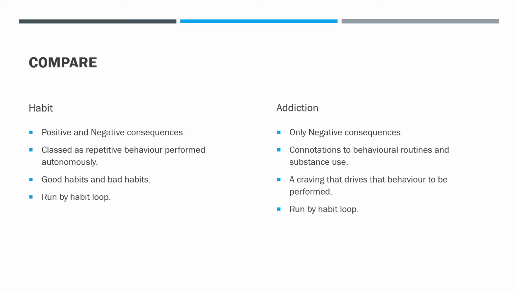A habit is classed as repetitive behavior, often performed autonomously. An addiction is a craving that drives that certain behavior to be performed. Both are run by the habit loop, with the only difference being when the craving becomes overwhelming and interrupts the individual's thoughts and daily activities.